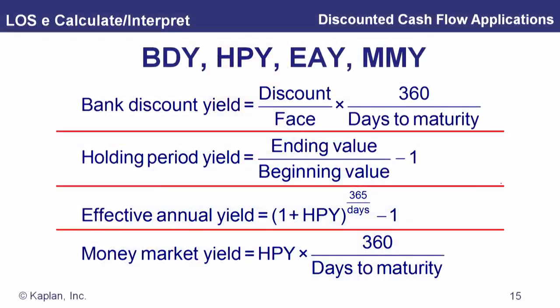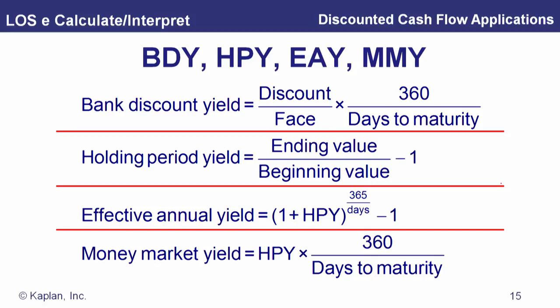Now we've got some definitions here, some yields that you need to learn. BDY, HPY, EAY, MMY. Sounds confusing, doesn't it? Well, a couple of those we've learned. Okay, we learned the holding period yield, and we've got a pretty good idea of the effective annual yield. But we need to take a close look at this bank discount yield and money market yield.